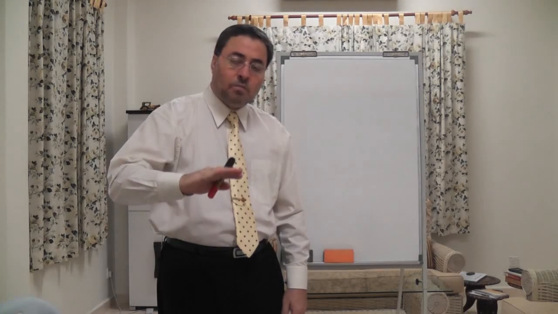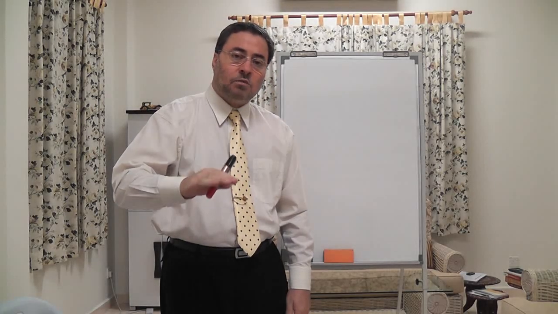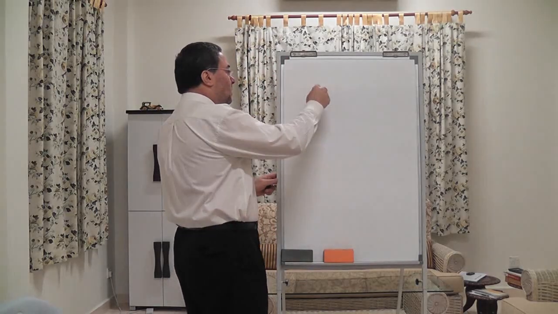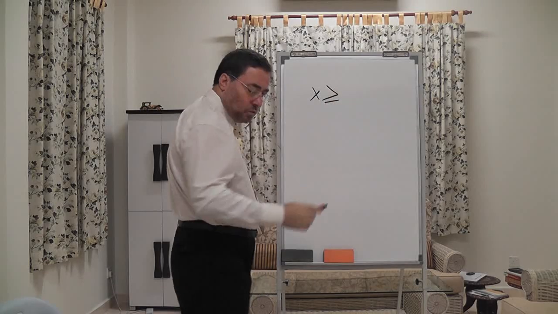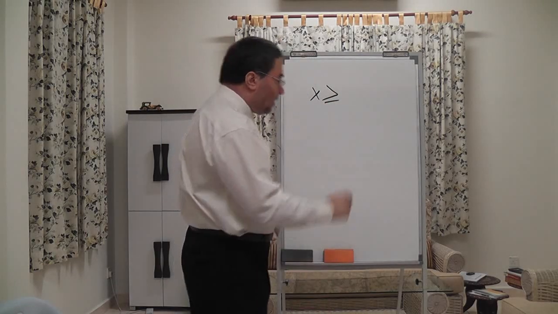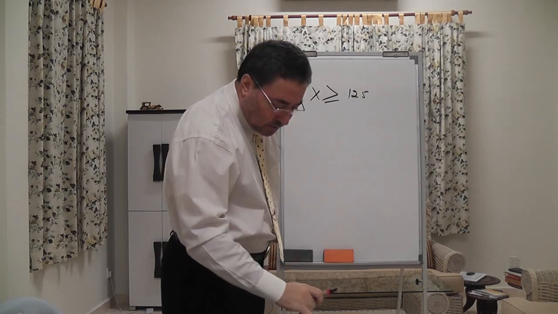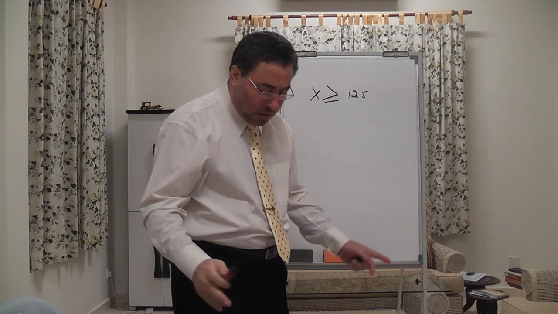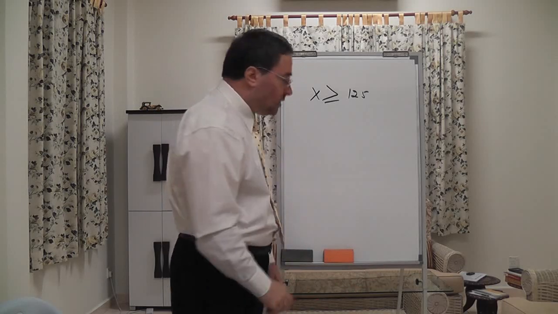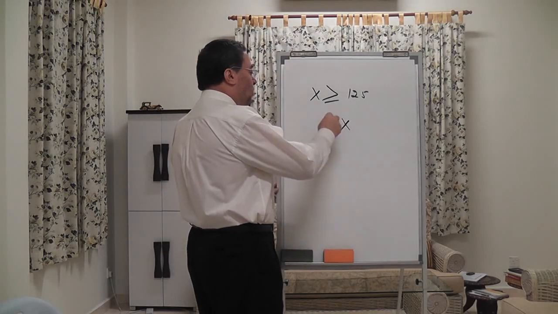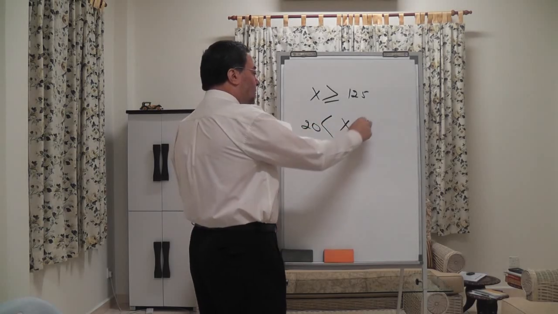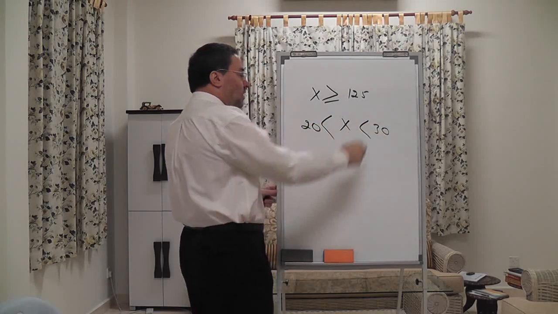Example 1, Roberto weighs no less than 125 pounds. This is the lower limit for the weight, or the lower limit for the number we are dealing with. So x is going to be more than or equal to 125. The second example, Jesse has between 20 and 30 books. That's easy to solve. If the number of books is x, then that's between 20 and 30.